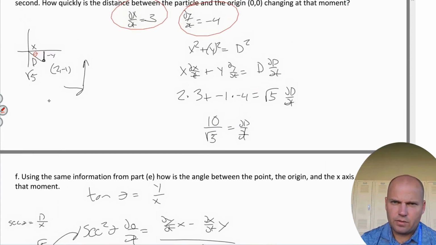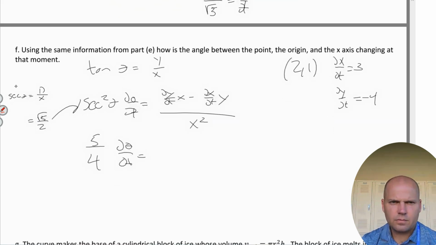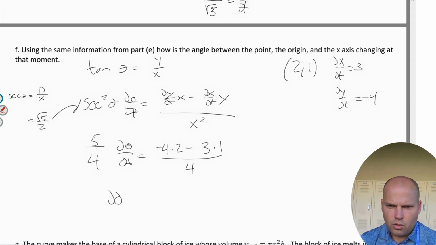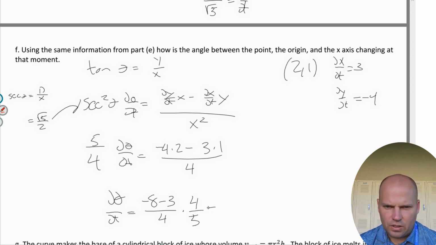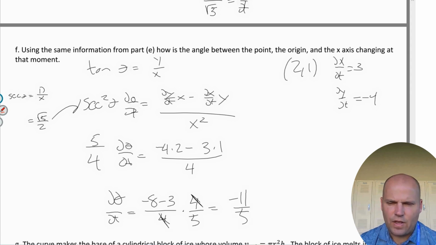Just write down the other information. We got the point (2, 1). We got dx/dt is 3. We got dy/dt is -4. So dy/dt -4 times x minus dx/dt 3 times y over x squared, which is 4. So if you'd like to have a fully unsimplified answer and get Mr. Messner frustrated, you have something like that. If you'd like to help me out a little bit, you put it as negative 11 fifths.